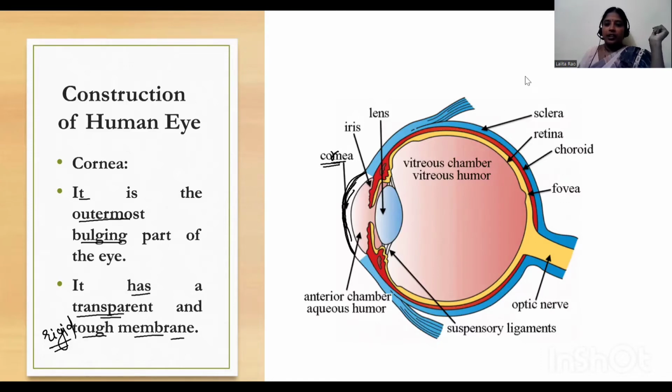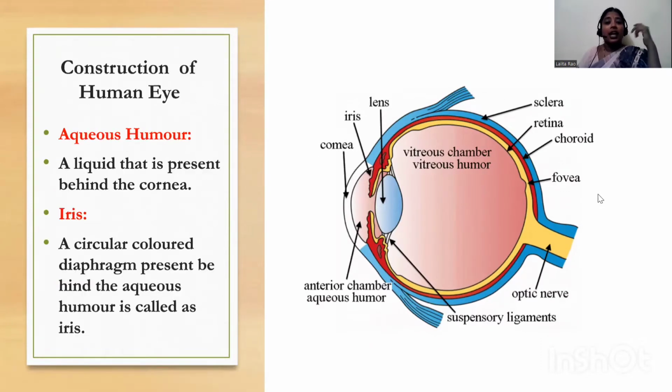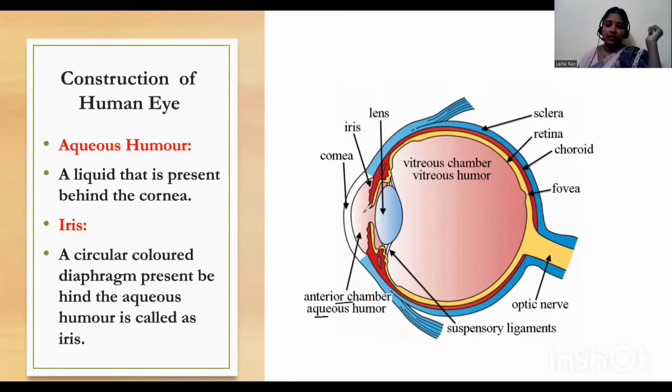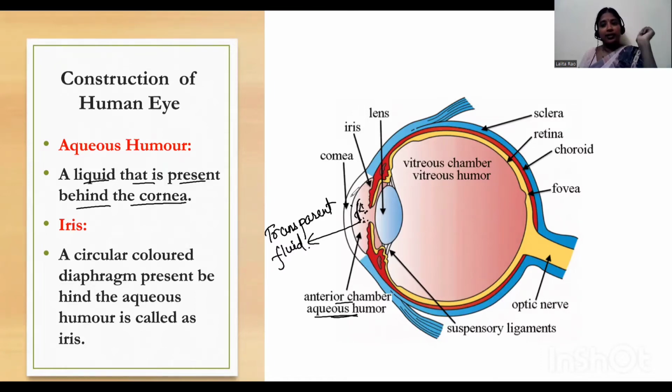Okay, fine. Now the next one is aqueous humor. Now what do you mean by aqueous humor? It is this part behind the cornea. It is filled with some transparent fluid. This fluid is known as aqueous humor. So aqueous humor is a liquid that is present behind the cornea. Where is it present? It is present behind the cornea.